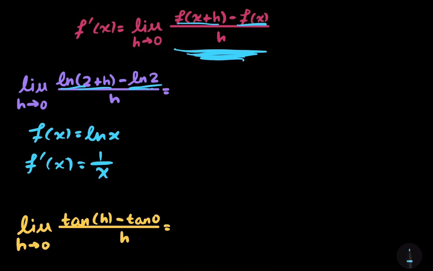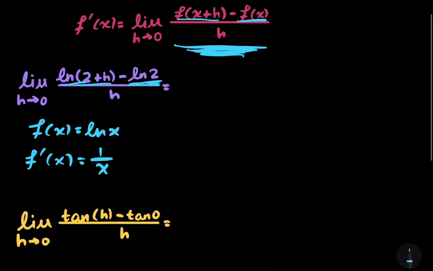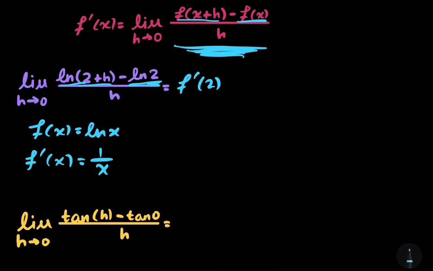Now we can examine what this 2 tells us. So the 2 over here is just telling us that we're evaluating this disguised derivative at x equals 2. And so this entire expression can be rewritten as just f prime of 2, right? Because we have our derivative definition, and instead of an x, we have a 2. So it means that we're evaluating our derivative at x equals 2.